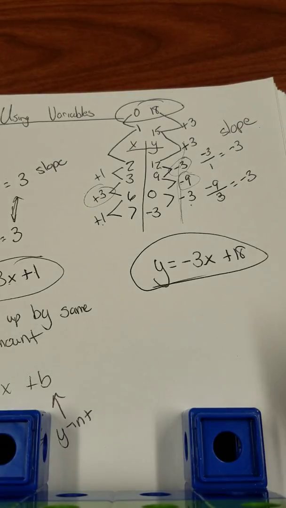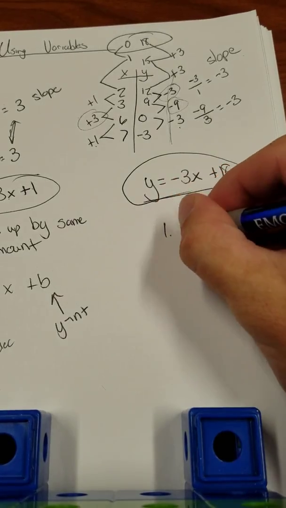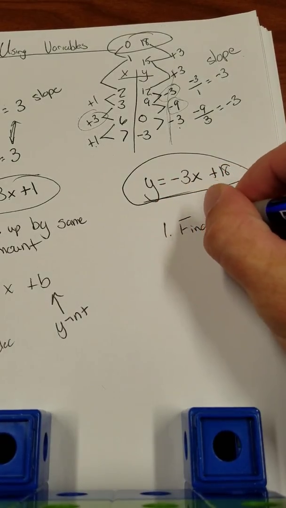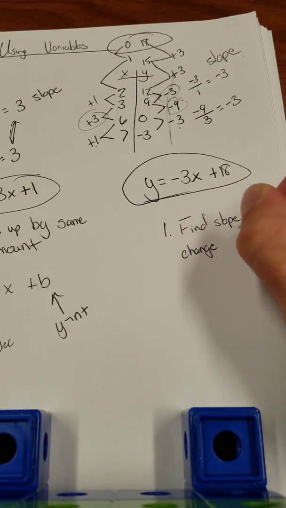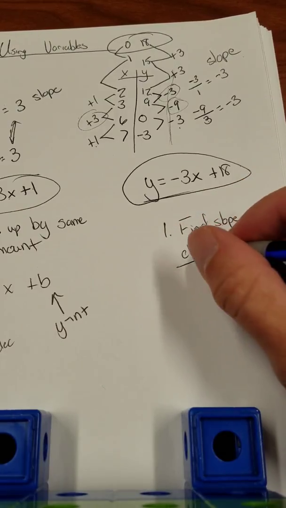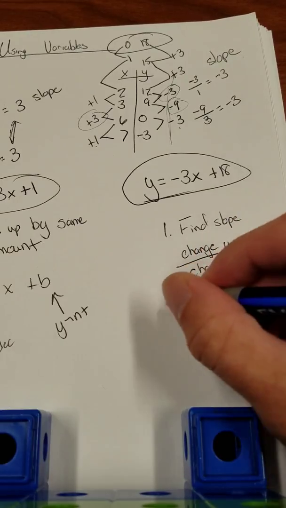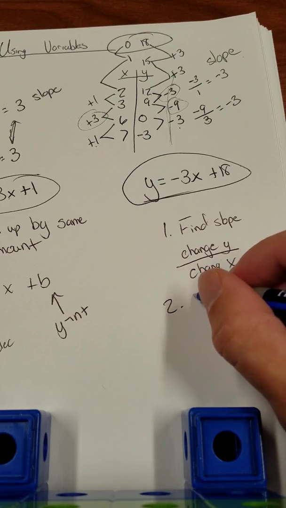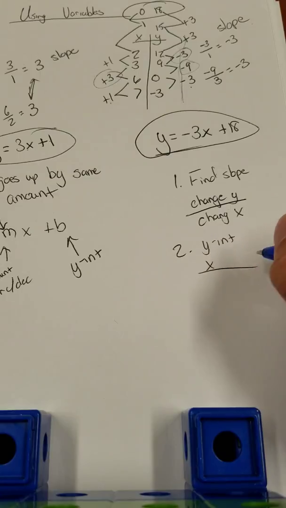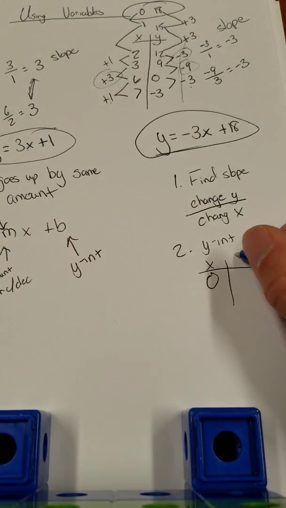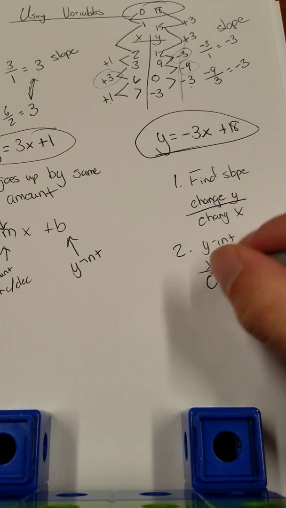That's the basics on how to do that. Find your slope. So step 1, find slope. And remember, that's change in y, however much the y is changing by, divided by the change in x. Second thing, y-intercept. In our x-y column, we want x to be 0, and then whatever y is going to be my y-intercept. Okay, so we just have to work backwards.